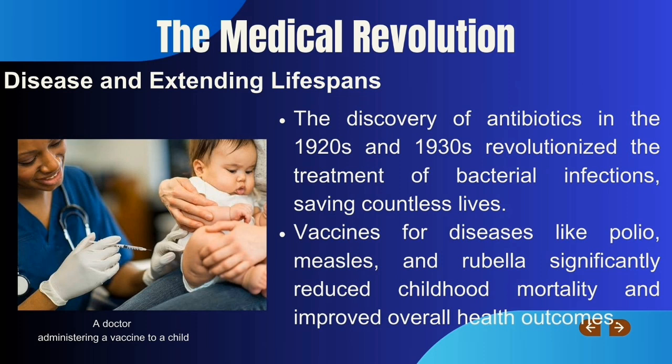Vaccines, which are like tiny versions of weakened viruses or bacteria, also played a crucial role in improving health. Vaccines for diseases like polio, measles, and rubella were developed and widely used in the 20th century. These vaccines help build the body's defenses against these diseases, preventing them from spreading and causing serious illness. This significantly reduced childhood mortality rates and led to dramatic improvements in overall health outcomes.